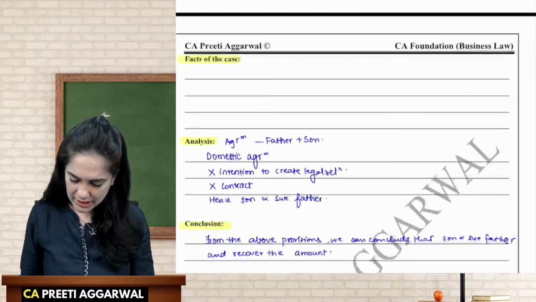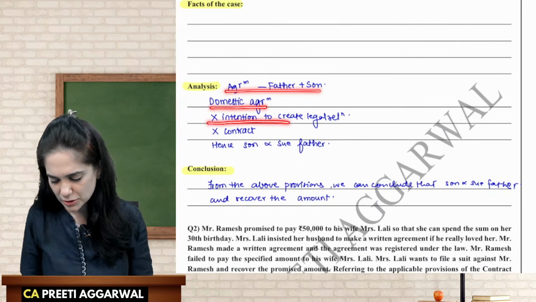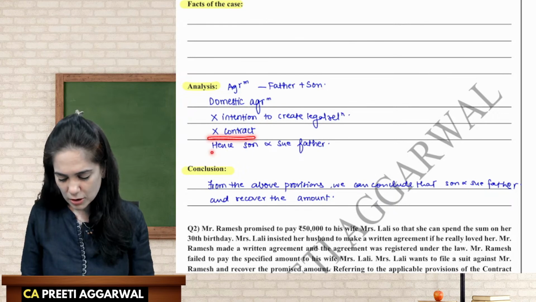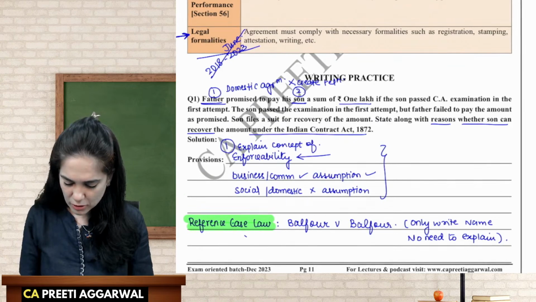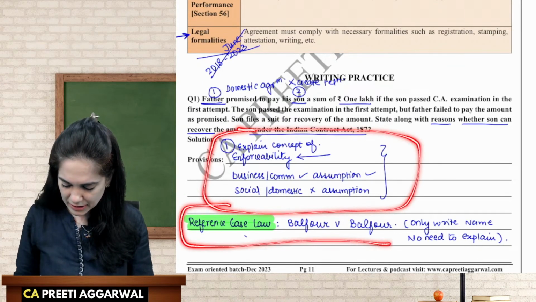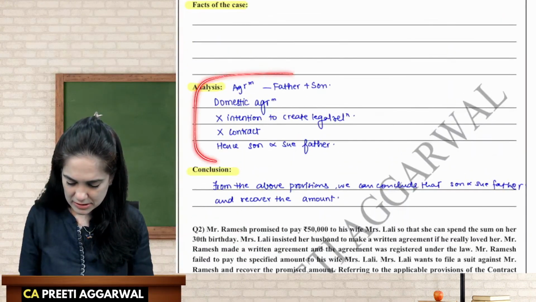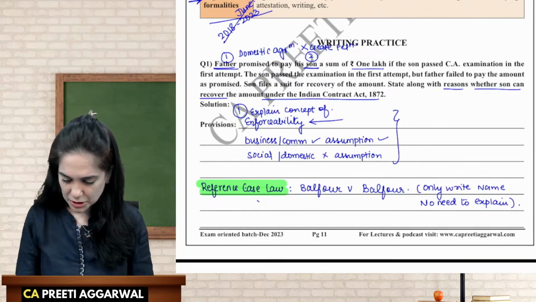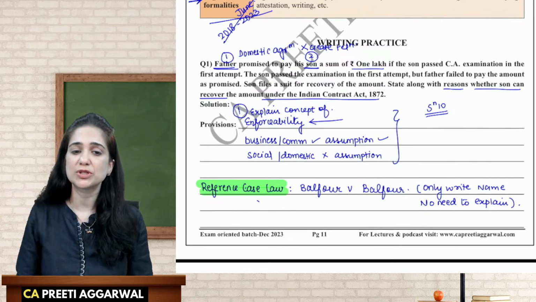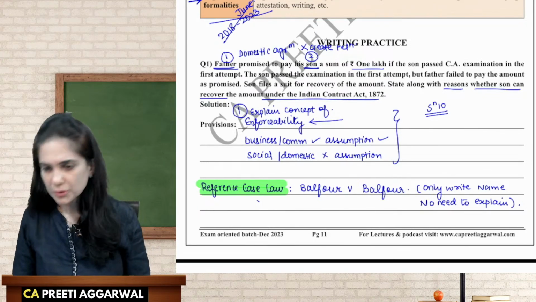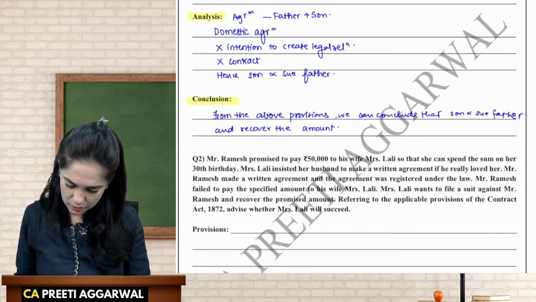Okay, so in this case, you will stress on agreement between father and son is a domestic agreement. There is no intention to create legal relationship. It is not a contract, hence son will not be able to sue the father. Maximum marks will be on writing the provisions, writing the name of the case law, and writing the analysis. If you want to quote section number, you can quote section 10. Okay, section 10, which discusses essential elements of a valid contract. So if you want, you can write section 10. Okay, so this is how question will be asked.